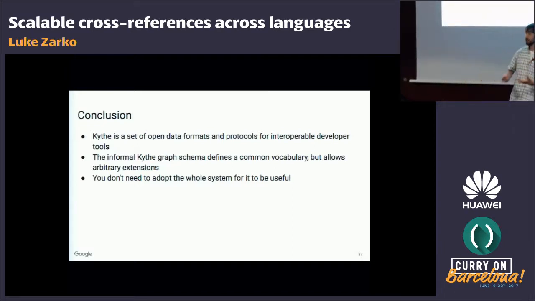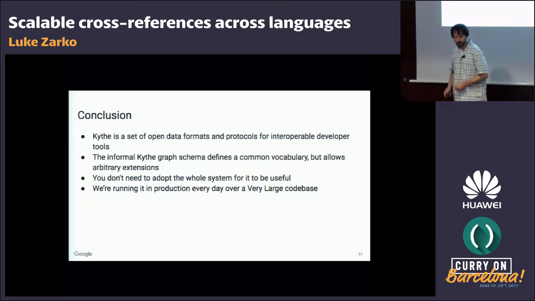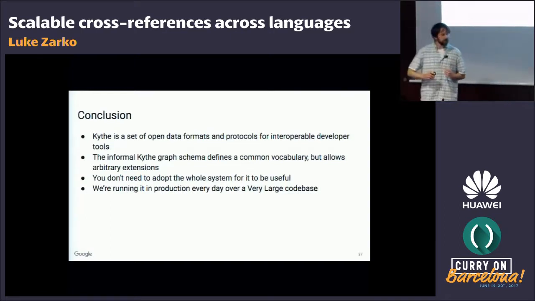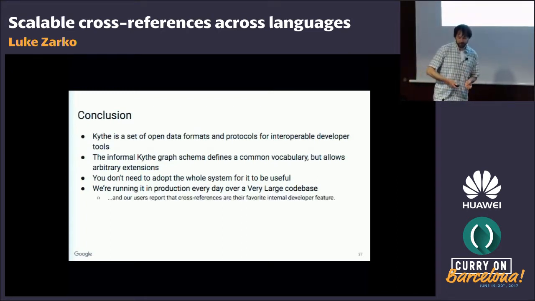If we have support for your build system, you can pull out the compilation units and use them to drive your special analyses. And we're running this stuff in production every day over a very, very large code base. And the more important thing is that our users report that the cross-references that we generate are their favorite internal developer feature.